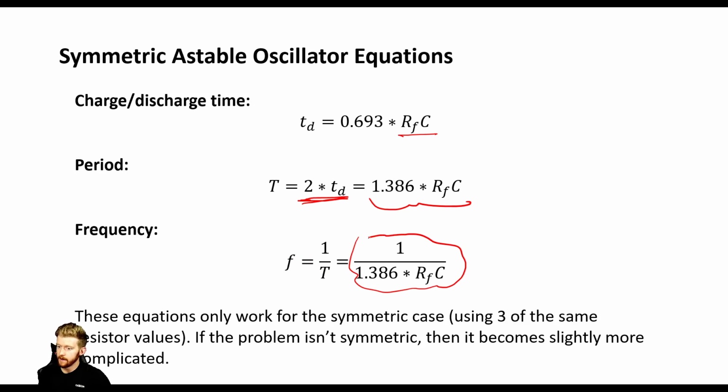So if we want to maybe have a higher frequency, we would need a smaller capacitor or a smaller resistor, or smaller feedback resistor, okay? Now I did make a note, these work only for the symmetric case, so using 3 of the same resistor values. They don't necessarily have to be 10K, they could be 1K, 100, doesn't matter. But they just have to be all the same. If you start using different resistor values, then you're going to start changing the charge time or the discharge time, and it's not going to be as symmetric, okay?